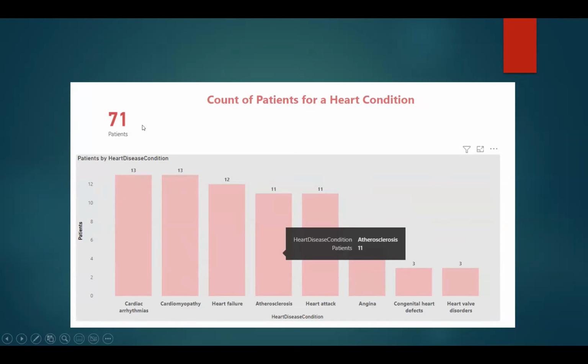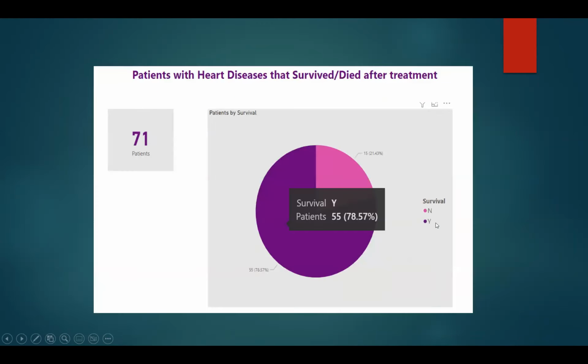And there's an overall of 71. And here we are just showing the top 8 heart conditions. And then we are moving on to the next graph.